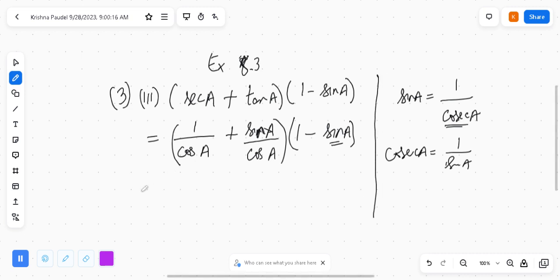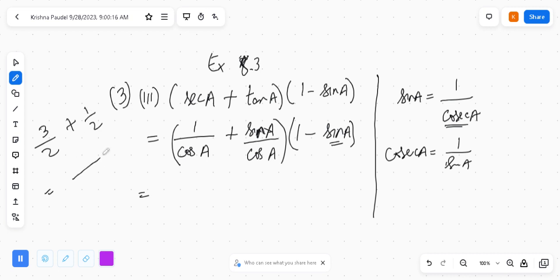So now what do we do? The next step is, this looks like a fraction. It's in the form of, let's say, 3 by 2. And the other one also looks like a fraction, which is in the form of 1 by 2. So generally, whenever we have fractions and addition is there, we do LCM. And if the denominator is the same, the LCM is the same quantity. So if 2 is the denominator here, 2 is the denominator here, and if you are doing addition or subtraction, then the LCM will be 2 itself.